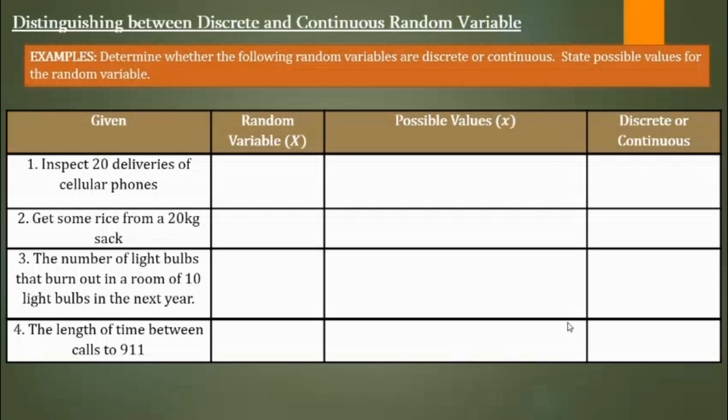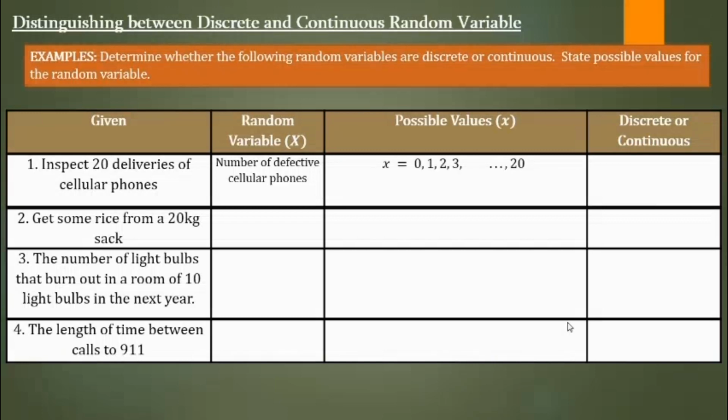So let's have number 1. What will be the random variable? The random variable for number 1 will be the number of defective cellular phones. The possible values we have for number 1 is x is equal to 0, 1, 2, 3 to 20. Is that discrete or continuous? That is discrete.